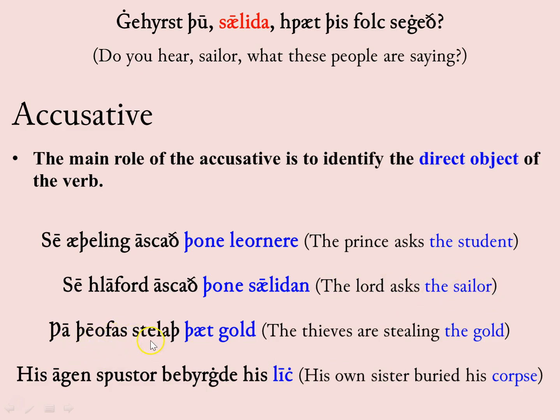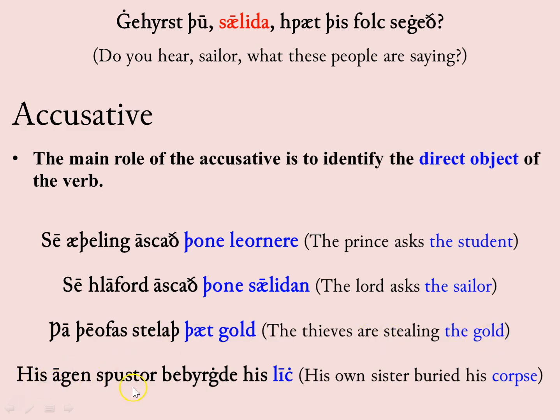Tha theovas satelleth that gold. The thieves are stealing the gold. Now, that gold is in the accusative, so it is the object of this verb satelleth, steal, to steal, or are stealing. Tha theovas satelleth that gold. So the thieves are stealing the gold.